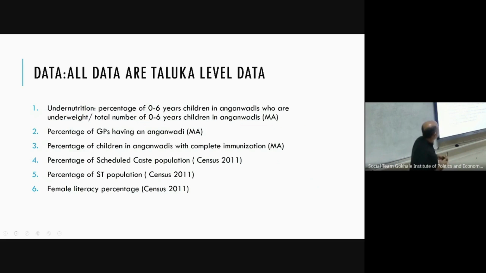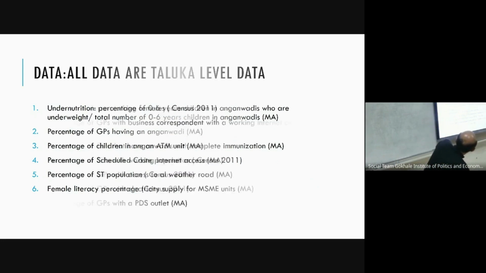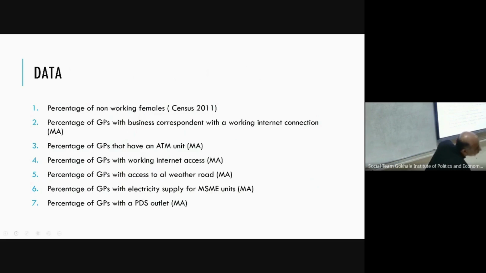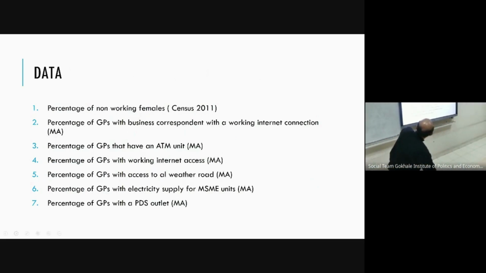So percentage of ST population comes from census, female literacy comes from census. What else is there? Mission Antyodaya, right? Percentage of non-working women, percentage. So this is the kind of data that we have.